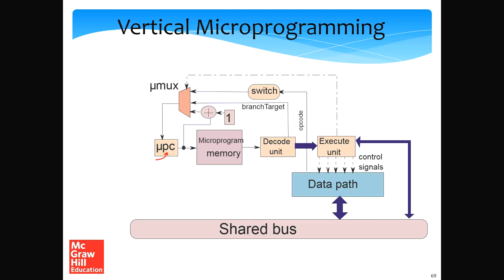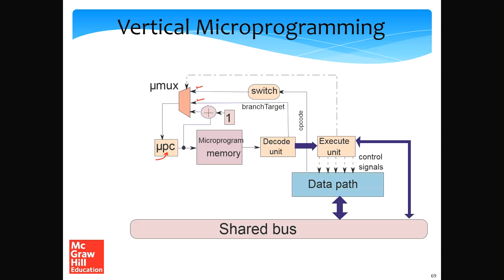And that's how the execution is performed. In addition, the data path sends the opcode to a specialized unit called switch, which tells the microcode unit which location in the microprogram memory to jump to. That is one input of this multiplexer. In addition, we can have a micro branch, so that we can have a branch target.